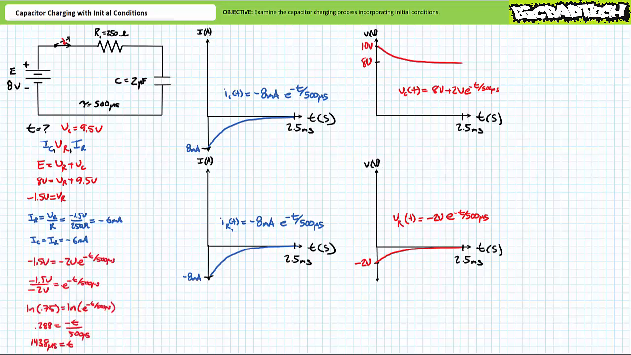We could use any of these expressions to solve for the time value that satisfies any of these conditions because they all happen simultaneously. Let's make our job simple and just pick an easy one like VR1 of t. Ultimately, we're left with a time value of roughly 143.8 microseconds. Alright, that's about it for today. We'll examine capacitor partial charge and partial discharge scenarios in later lectures.